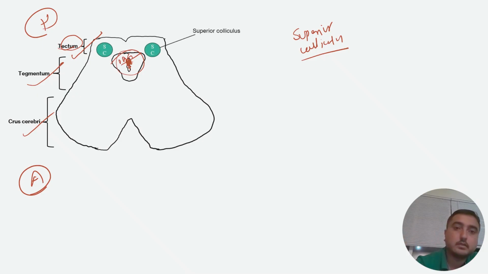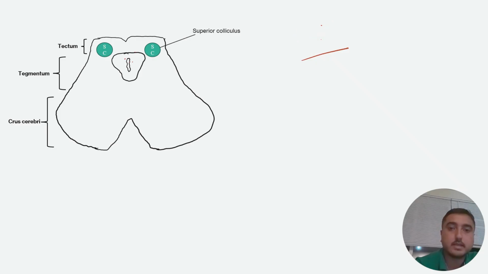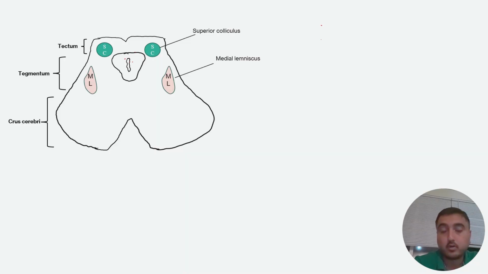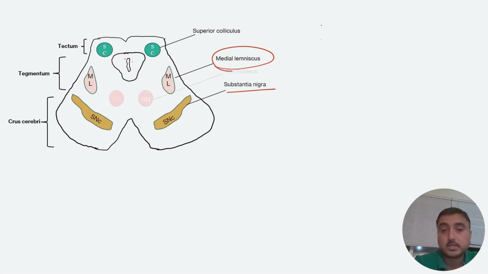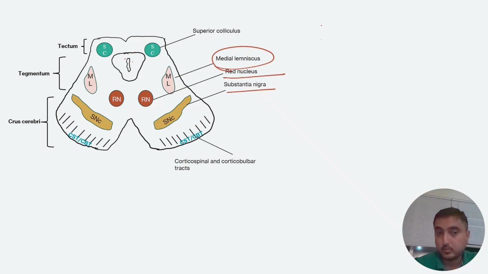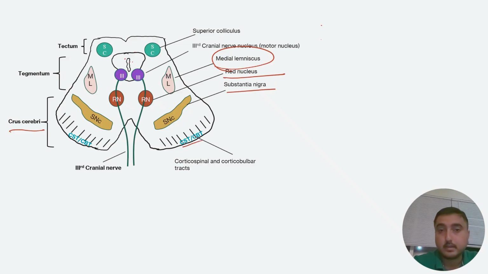Right. Since this is a section at the level of the superior colliculus, I've written SC at the back. The fibers that were ascending from the spinal cord, the dorsal column medial lemniscal pathway, lie on the lateral side of the midbrain. In the front we have the substantia nigra, in the middle we have the red nucleus, and most anteriorly on the crus cerebri we have the corticospinal and the corticobulbar tracts. And at the level of the superior colliculus we have 2 different nuclei of the 3rd cranial nerve. I just highlighted the motor nucleus over here just to make things easy.